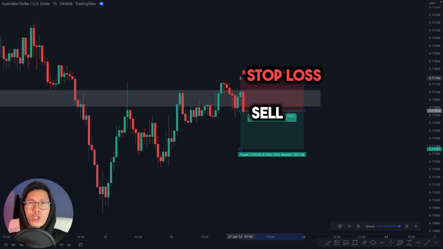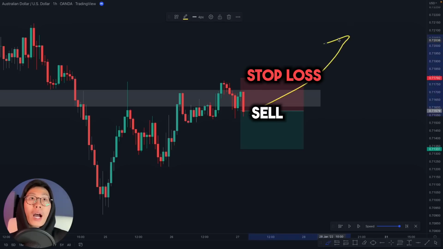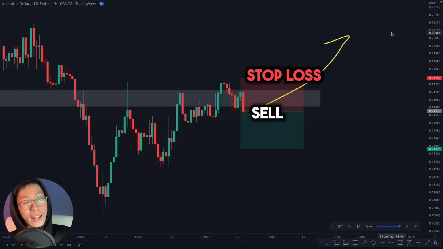Why do I place my stop loss right there? Because you guys must understand market structure. If price is going to reverse and hit back up like this, that means price is no longer going back down. It's just going to go up and go back to the moon. So in that case, if you place your stop loss above the key level, guess what? You are limiting your loss.